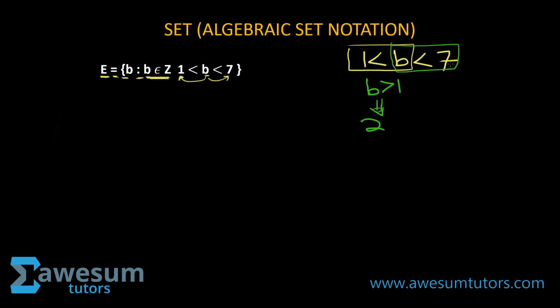Okay, what about this part that says B is less than 7? If B is less than 7, remember it says it's an integer, right? If B is less than 7, where is it going to stop? Is it going to get to 7? No, because there is no sign of equal to. Because it's less than 7, it's going to stop at 6. It's going to stop at 6, okay?